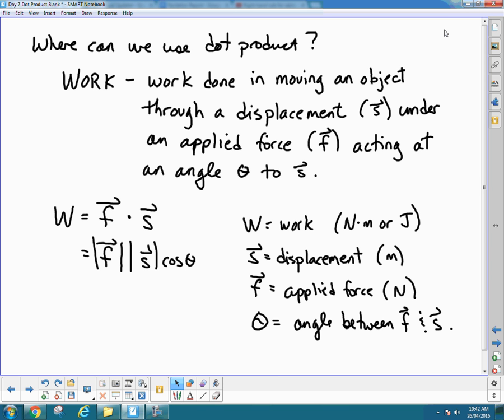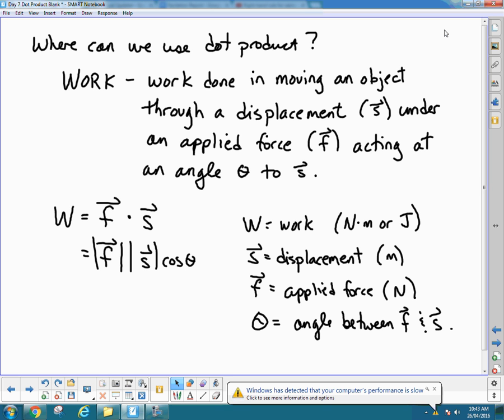You come to class and you don't want to work, but work is actually something that I can measure. Here we're talking about the effort put forth to try and move something, and that's what we're going to define as work. So the definition says: the work done in moving an object through a displacement under an applied force acting at a certain angle. Unfortunately I can't be there to visually demonstrate this to you, so I'm going to try and explain it.